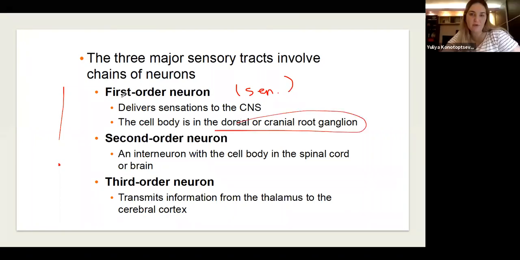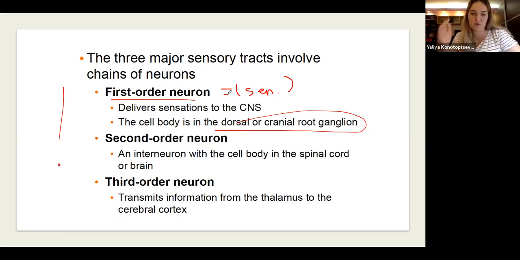So you need to remember that sensory neuron is first order neuron. They're identical, just another name. Remember I told you neuroanatomy, lots of names? So there you go. Sensory neuron is first order neuron. Second order neuron is an interneuron, the one that the sensory neuron synapses with.